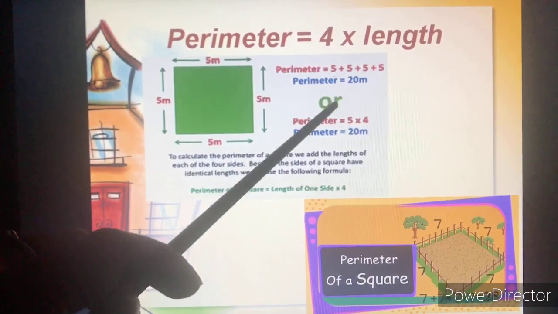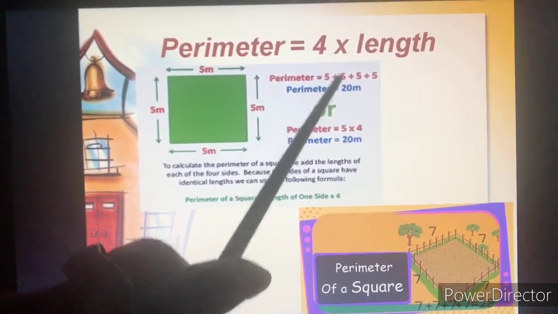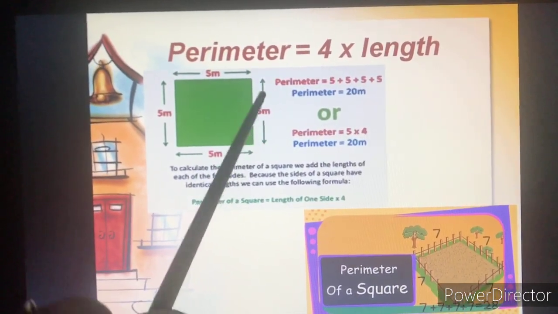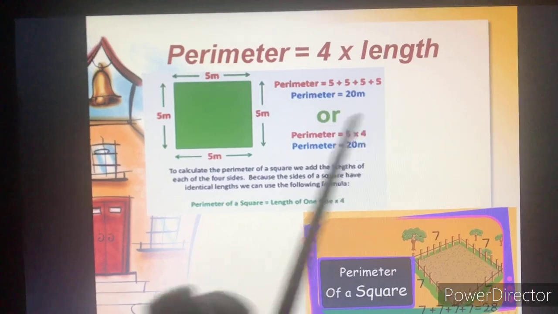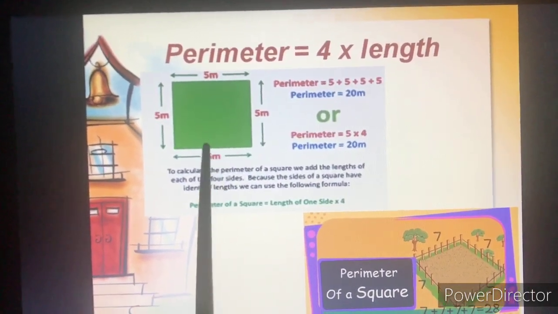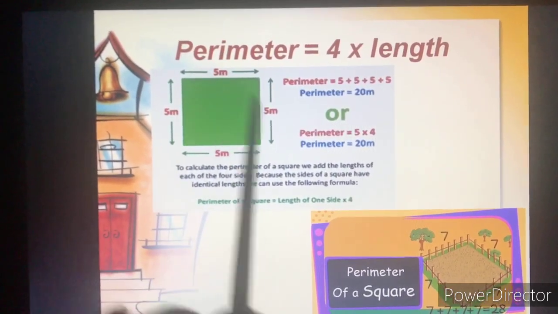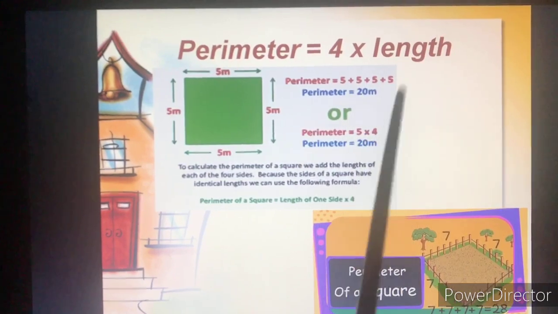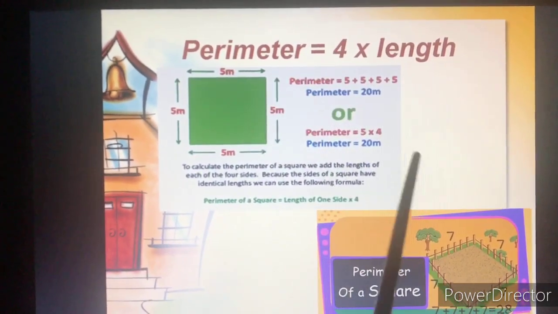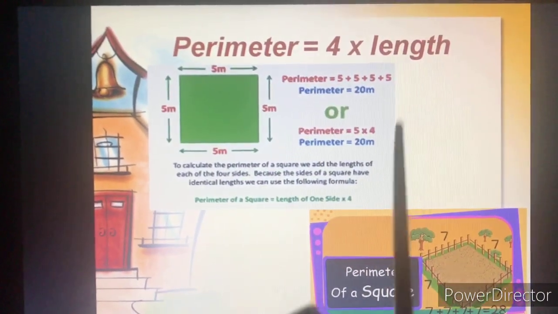Or if you put this formula, see, perimeter is equal to 4 multiplied by length. So what is the length of one side? 5 meters. So you are going to multiply it by 4 because there are 4 equal sides, because in a square they are having equal sides. So we are going to put this formula because these 4 sides are equal. So we will simply multiply it with 4. 5 multiplied by 4.